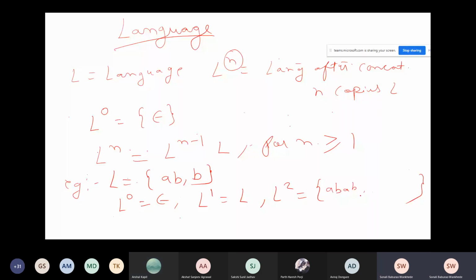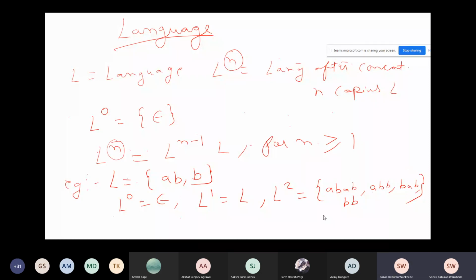So these are the values which you get. L raised to n is basically used to denote the language which is obtained by concatenating n copies of L, and this is an example of that which we had seen.